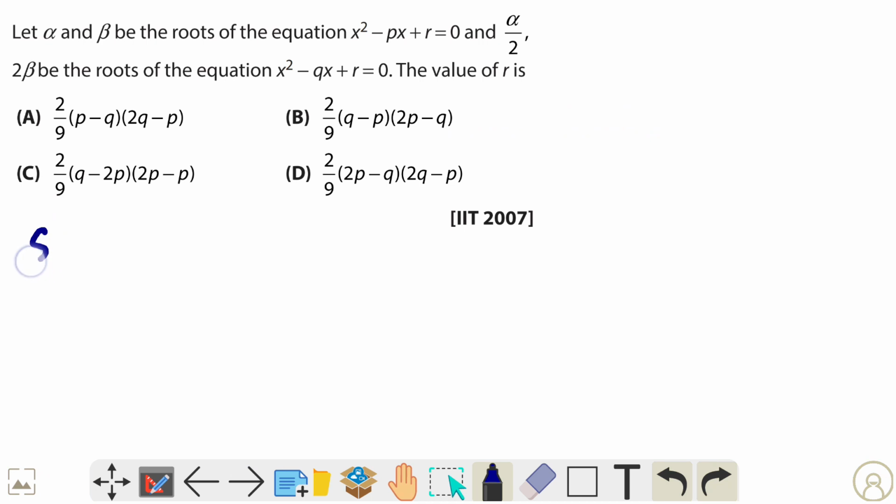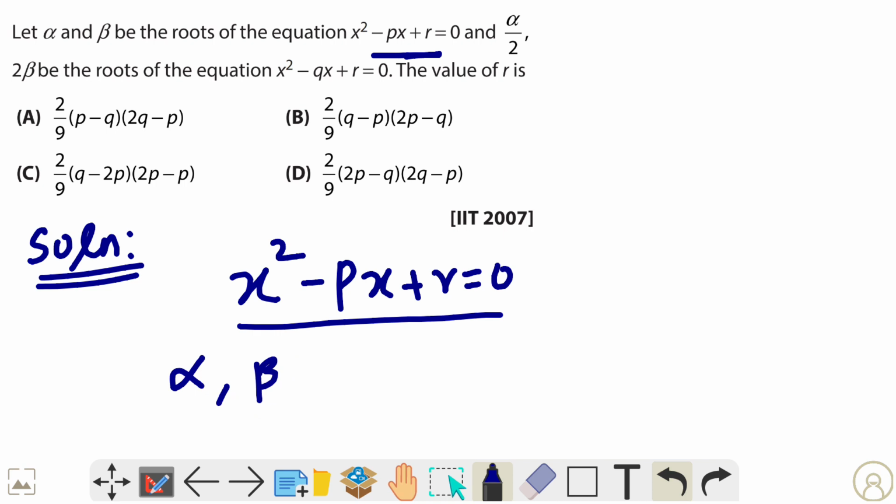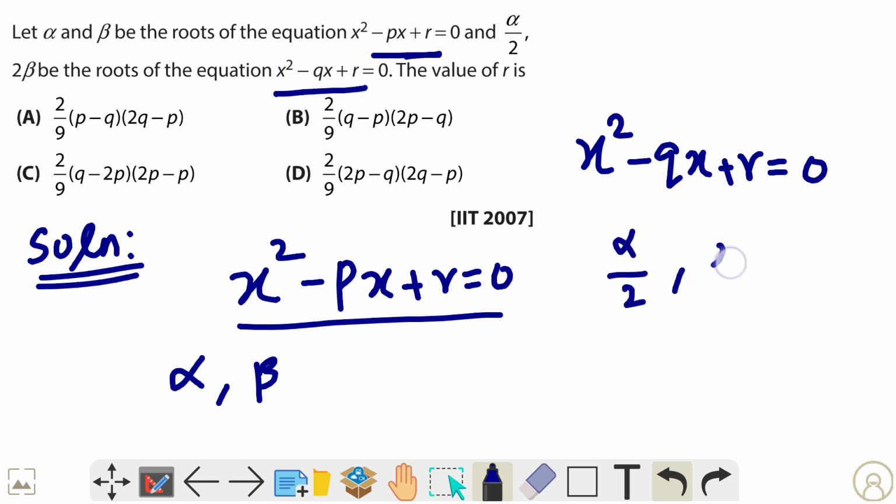Okay, solution. In this question we have two quadratic equations. The first quadratic equation is x² − px + r = 0, and the roots of this equation are alpha and beta. The other quadratic equation is x² − qx + r = 0, and here α/2 and 2β are the two roots.